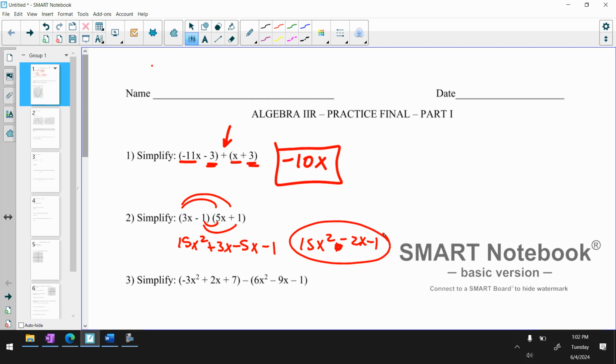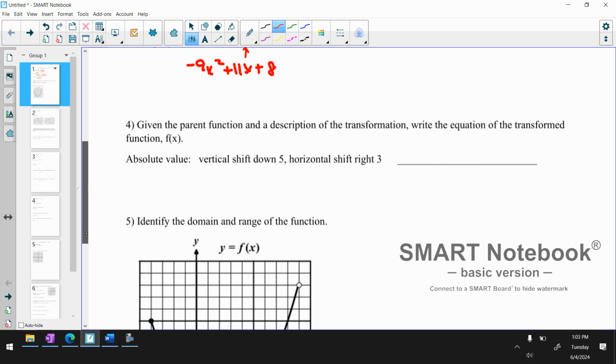Done. Next one is a subtraction sign. I always go stay, change, and I change all those signs behind it. Then I add my like terms, add up all my x squareds, my x's, my numbers. I get negative 9x squared plus 11x plus 8. Right? Add your like terms.